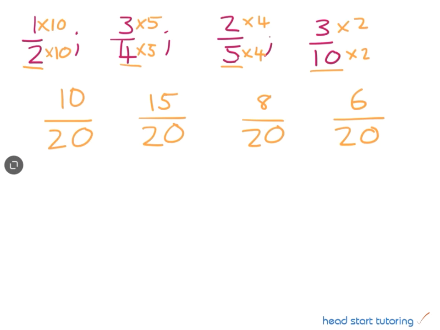So as soon as I've got a common denominator, I can compare my numerators. So I know that 6 is my smallest fraction, so 6 over 20 is my smallest fraction. Then I've got 8 over 20, then 10 over 20, then 15 over 20.